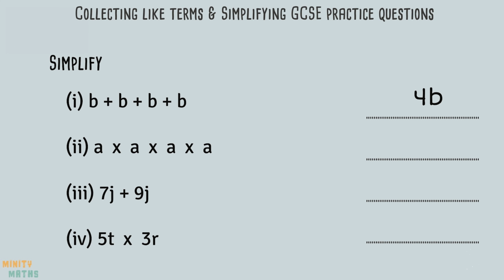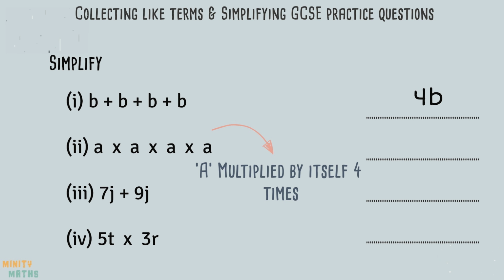The second question asks us to simplify a multiplied by itself 4 times. When we multiply a term by itself, we can use indices to show this in a simpler form. As we are multiplying a by itself 4 times, we can simply write a to the power of 4.